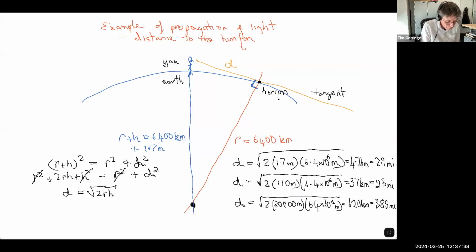And I plug that in with, in addition, the radius of the Earth. And if you do this calculation, I got 620 kilometers, and I got 385 miles. So this is about 100 times further than you would see on the beach, looking out at the ocean.